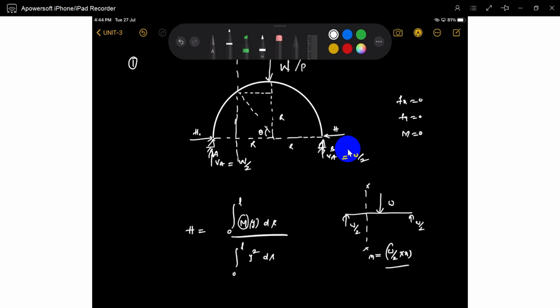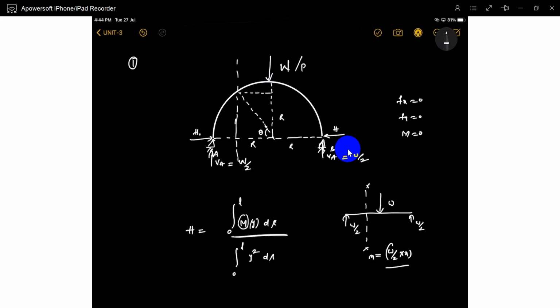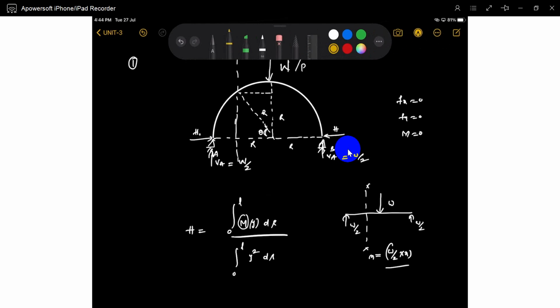Nothing more than this. If you took this theta and this r, what will happen? This value is equal to r sin theta, and this value is equal to r cos theta. So this value is r minus r cos theta, that is, r times 1 minus cos theta.